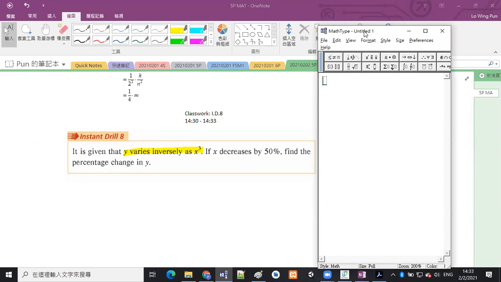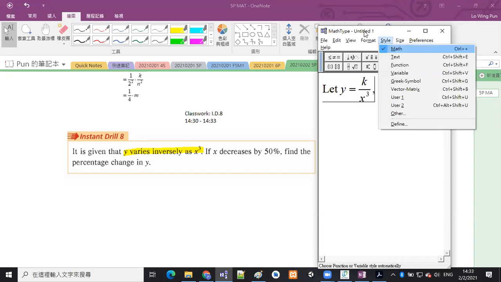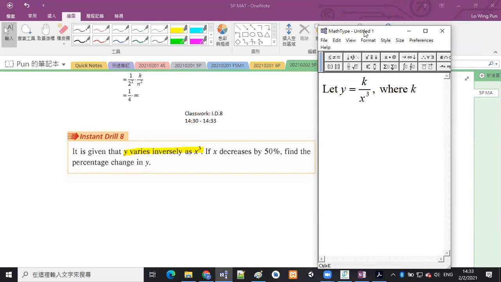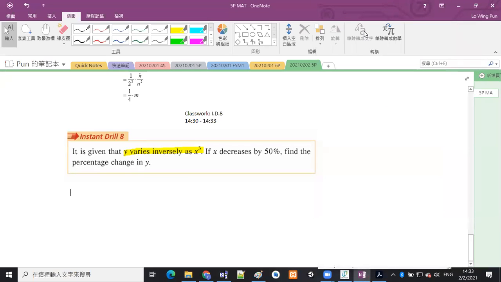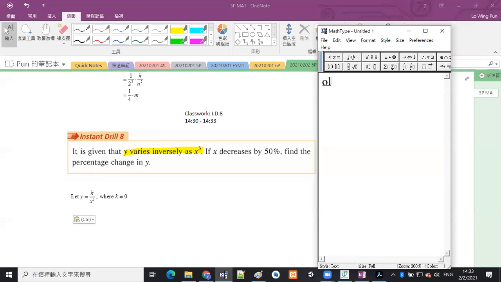Okay, let's check the answers. So it's given that y varies inversely as x cubed. So we let y be equal to k over x cubed, where k is not equal to 0. Okay. And then this is about percentage change. So we have the old x and old y first. So x goes first, right? Old x is equal to x, and then old y is equal to y.